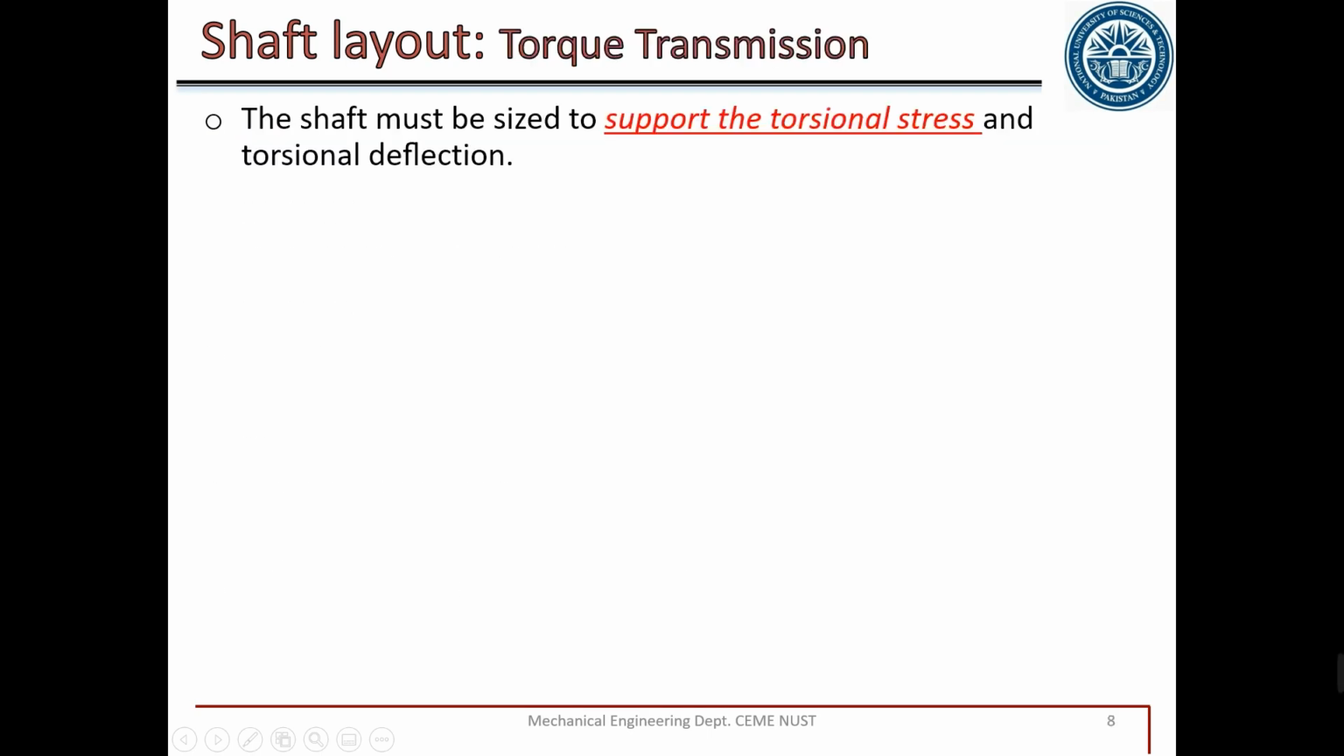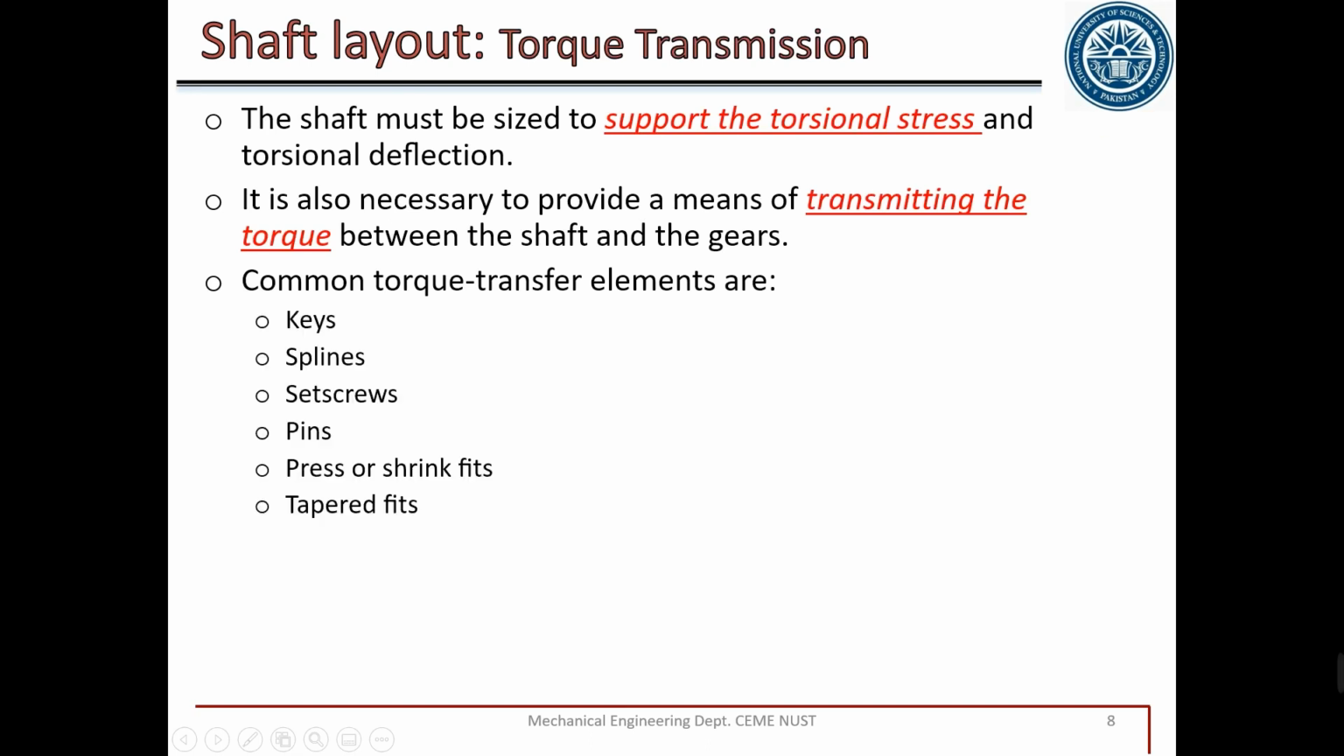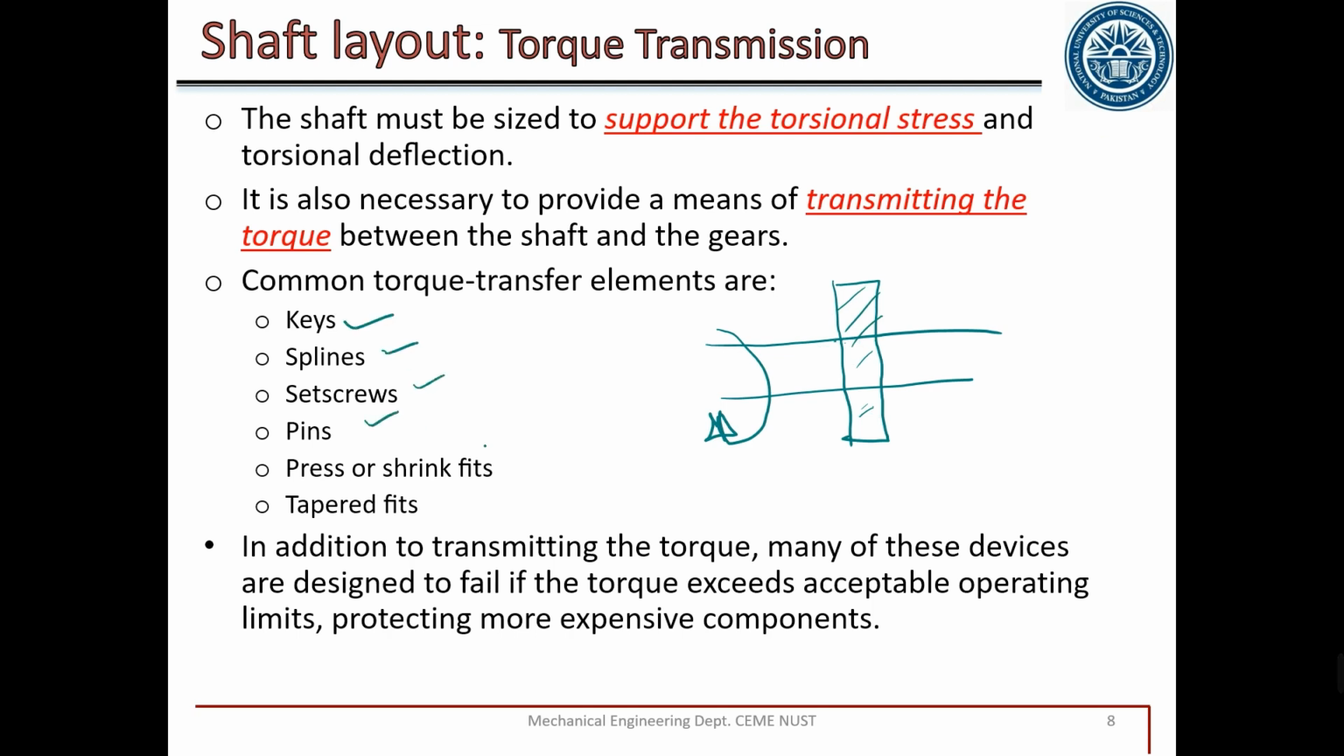The basic purpose of a shaft is to transmit torque from one component to another component. Common torque-transferring elements are keys, splines, and set screws. What is the purpose of these elements? For example, if we have this shaft and we attach a gear on the shaft, and we want this gear to rotate with this shaft, we have to fix these two components. These can be fixed by keys, splines, set screws, pins, press fit, or tapered fit.